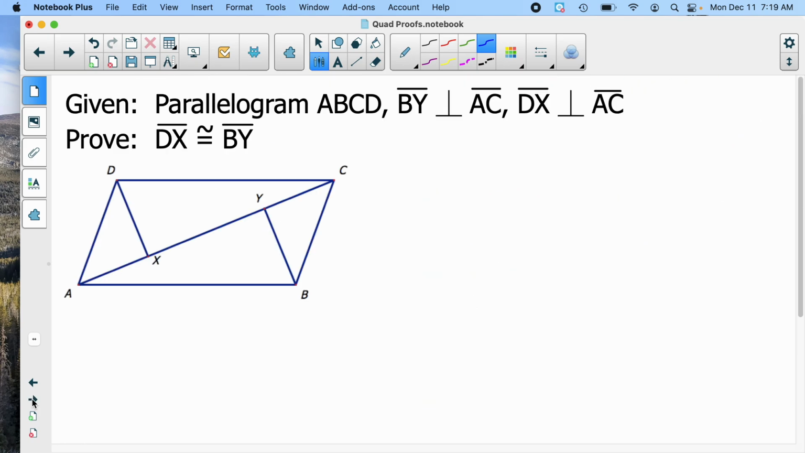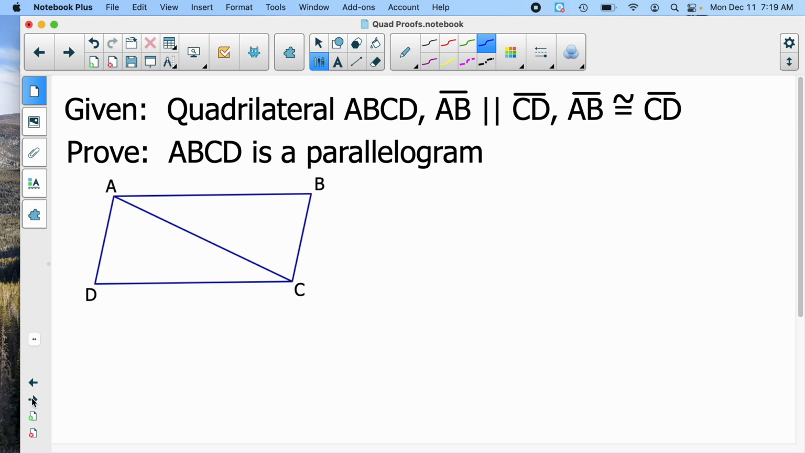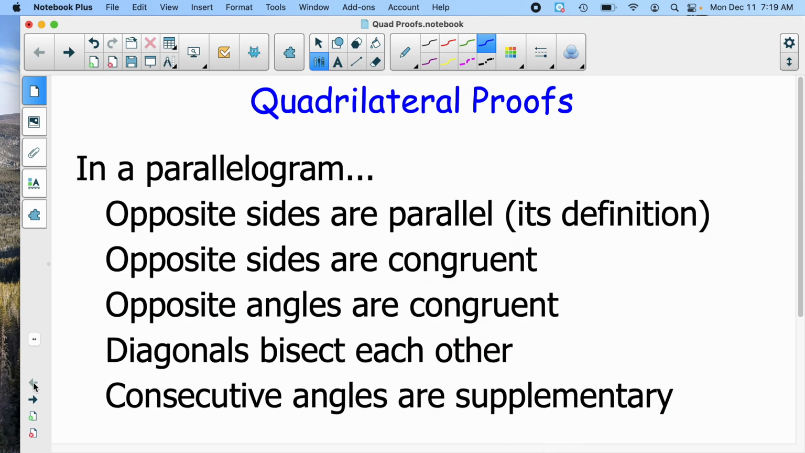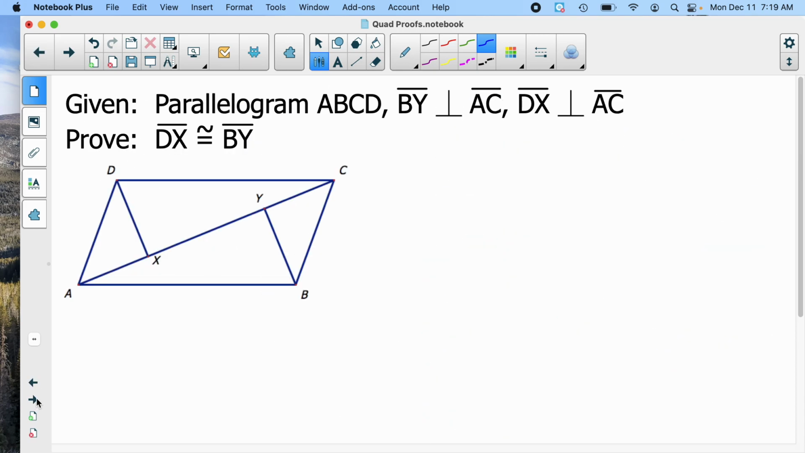Let's skip over this one for a second. I know we'll come back to it. Now we'll go here. So notice now I'm trying to prove it's a parallelogram. So we know that parallelograms have opposite sides congruent, opposite angles congruent, things like that. So basically, when I do this proof, what I want to try to do is do one of these properties. I want to show one of these things to be true. So let's see if I can do that.